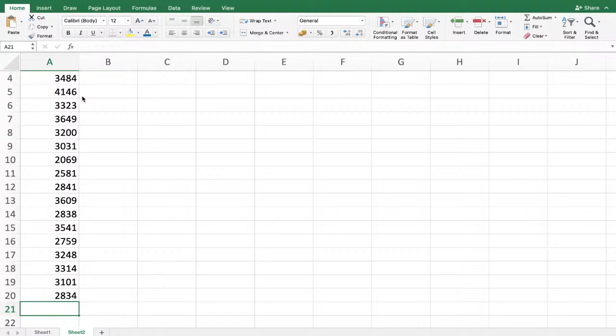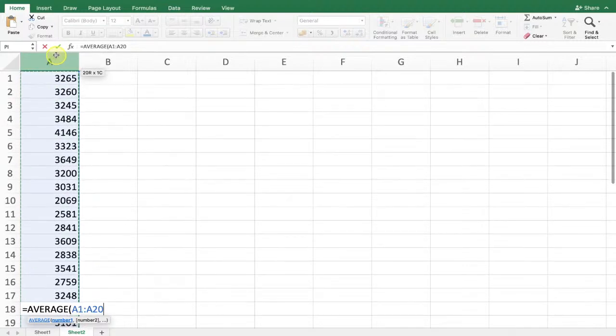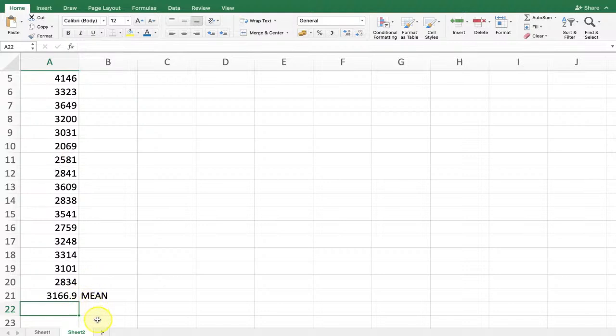Okay, so before we can compute for the coefficient of variation, let's compute for the mean first, and the standard deviation. Okay, so mean, just the same. Use Excel function, type in equal sign, click on one cell, that cell where you would like the mean to appear, or you would like to display the average. Equals average, and then simply highlight all the scores in that data set. Okay, so the mean is 3166.9.